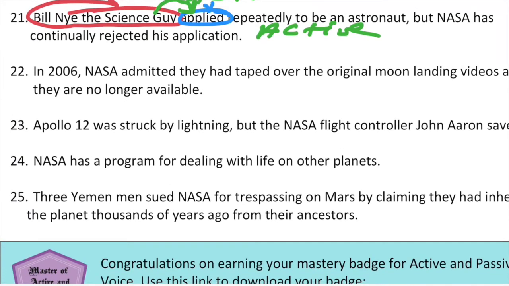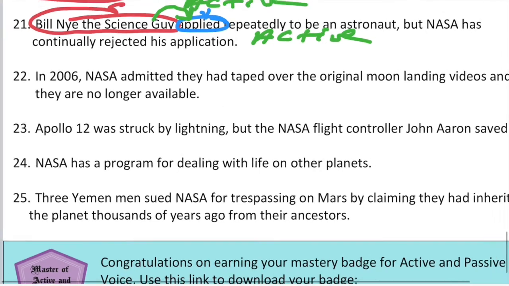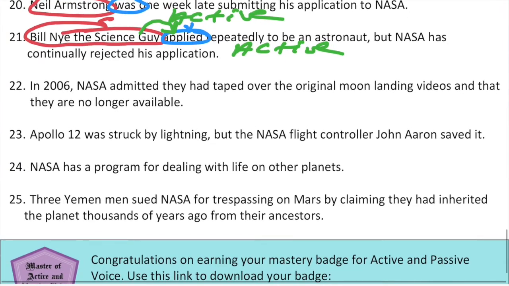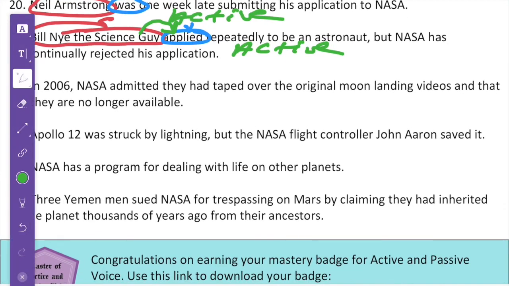22. In 2006, NASA admitted they had taped over the original moon landing videos and they are no longer available. Ooh, sketchy. What do you think's on those secret tapes? Okay, let's look for our subject, NASA. Now we're looking for our verb, admitted.